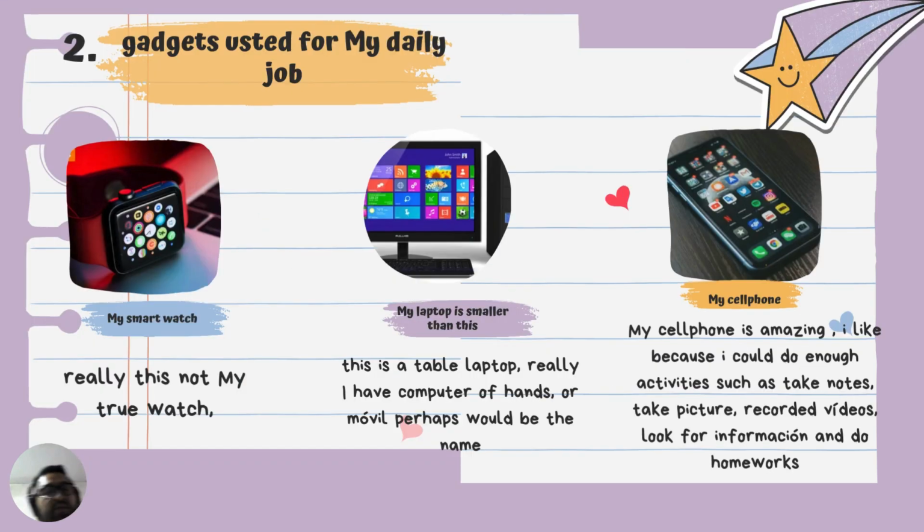And the second part is about the three gadgets that I use during the period. For example, the first one is the smartwatch. Really, that image is, no, my watch is normal. Obviously, there are some common apps. On the other side, we can find the laptop.